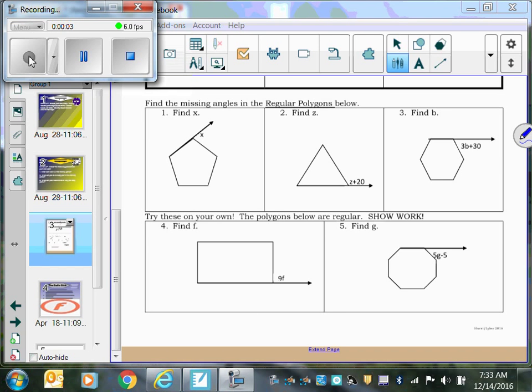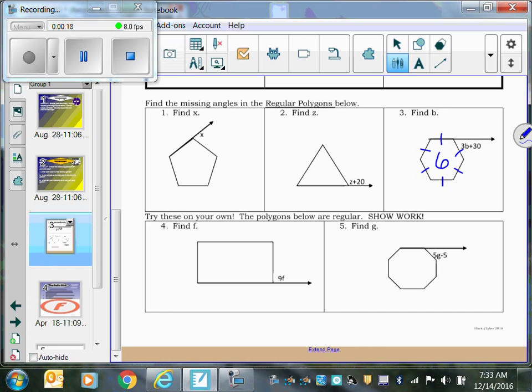All right, so now what we have to do is find B. So the first thing I need to do is figure out how many sides this shape has. So I go through and I hash mark each side. So I go 1, 2, 3, 4, 5, and 6. So I now know I have a hexagon.